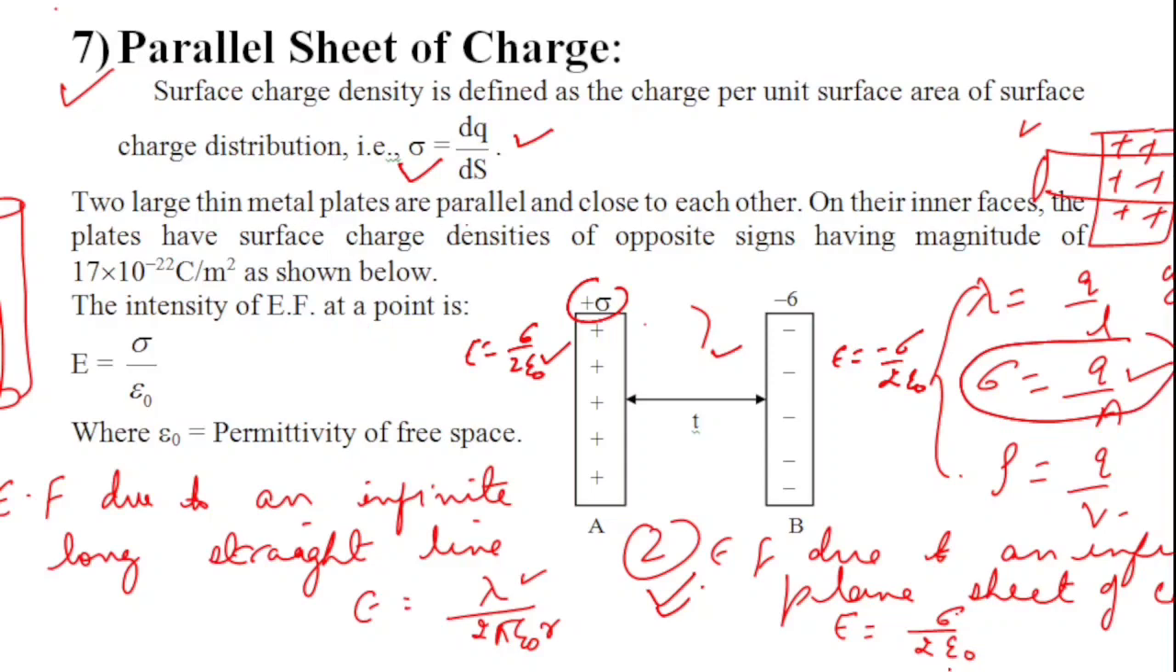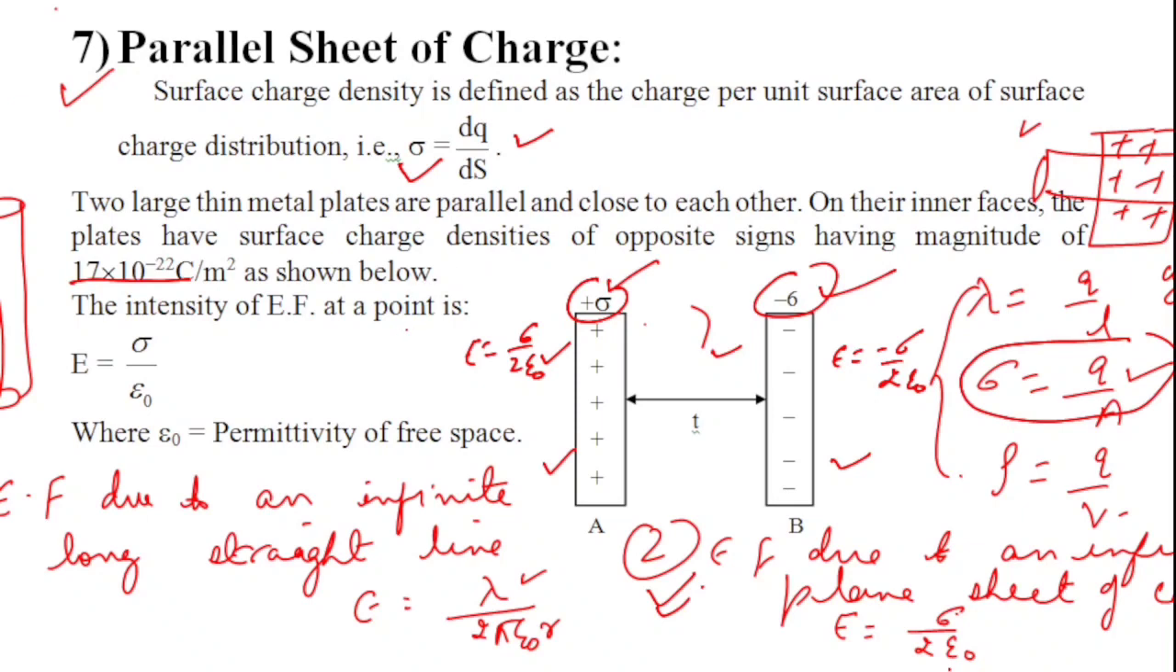Two large metal plates are parallel, close to each other. A and B are two metal plates kept parallel to each other, very close to each other. On their inner faces, the plates have surface charge density of opposite sign. This plate A has positive surface charge density and this plate B has negative, minus sigma, surface charge density. Its value is given as 17 into 10 to the power minus 22 coulomb per meter square. On this plate it is plus 17 into 10 to the power minus 22, and on the second plate minus 17 into 10 to the power minus 22.